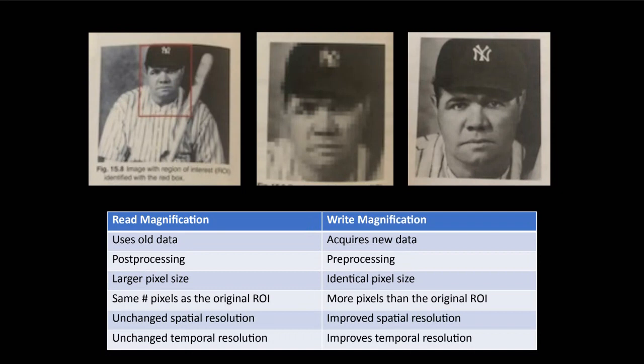So the time it takes our system to send these pictures to be displayed is going to be much faster. So we're going to have better temporal resolution when we're using write magnification as well. We're getting rid of all of that unnecessary information surrounding this region of interest, and we're just focusing on the region that we want.